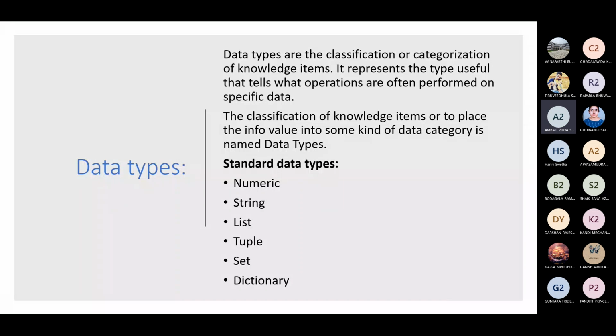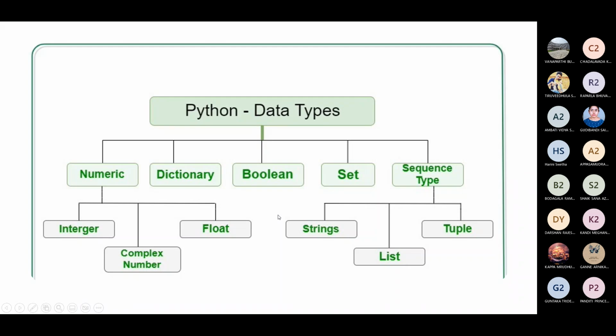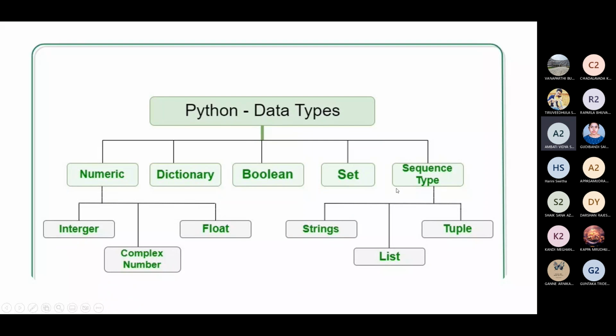Now, there are 6 basic standard data types in Python. They are numeric, string, list, tuple, set, and dictionary. This is a classification. Python data types are like numeric, dictionary, Boolean, set, and sequence type. The sequence types are strings, lists, and tuples. Set is considered a different data type. Boolean takes either true or false. Then dictionaries, and under numeric data types, you get integer, complex numbers, and float. Let's go into all these data types.